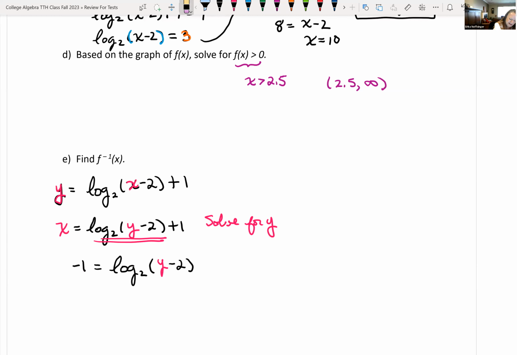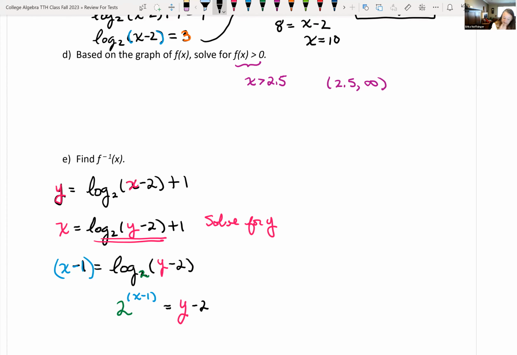That's what I wanted. So let's go back. Let's rewrite this in exponential form. So I have isolated my log. Now I can write this in exponential form. So I'm taking my base, which is 2, raising it to the other side of my equation, which is x minus 1. This is equal to my argument, y minus 2.